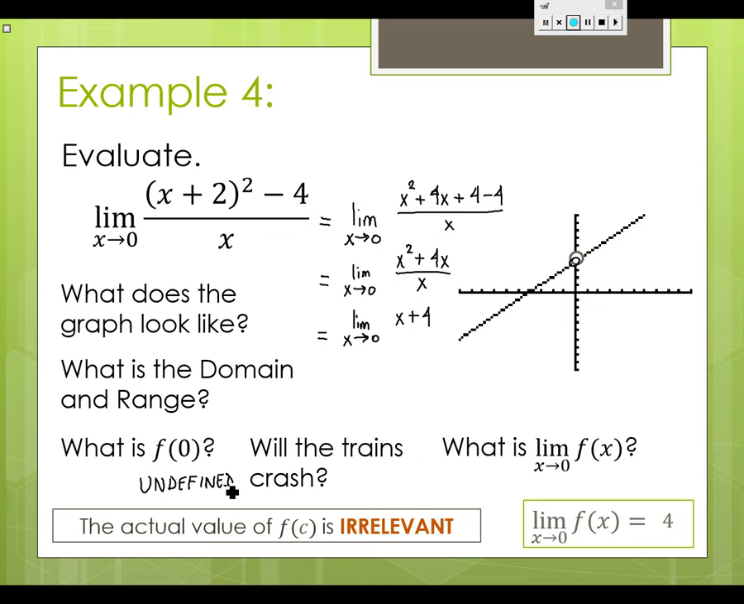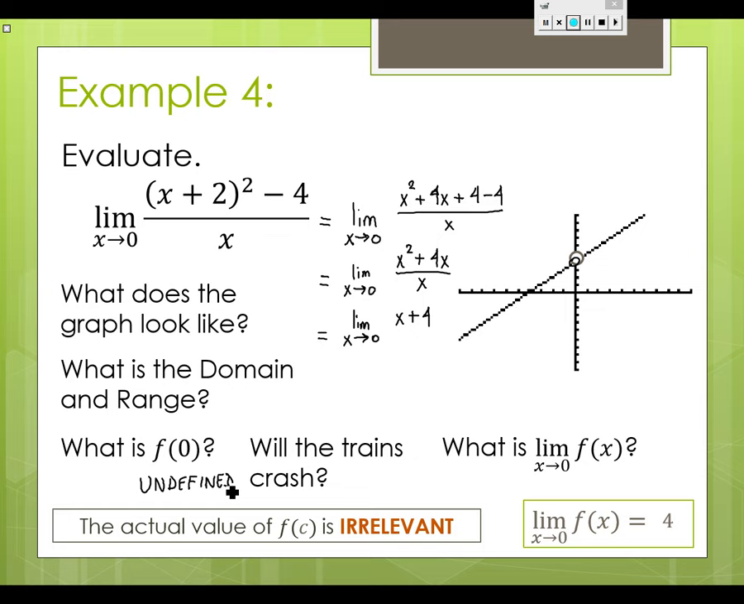And again, let's just say it one more time and put it in a box. The value of f of x at c, irrelevant. The thing we care about is what happens as we get close to it. If you plug in negative 0.001 or positive 0.001, what kind of y values do you get? You'll always get 3.999 or 4.0001. Try it. You'll see.